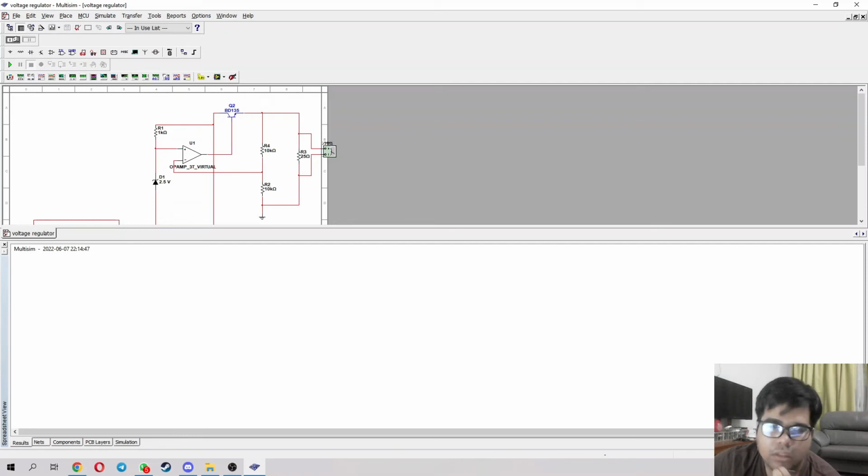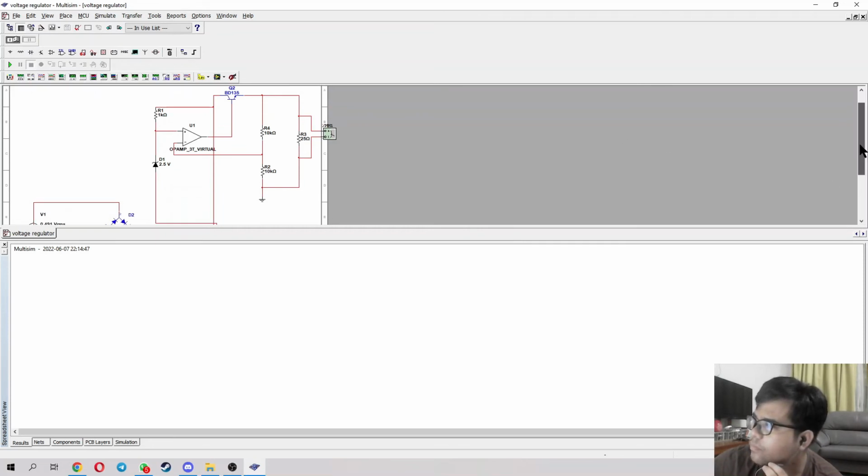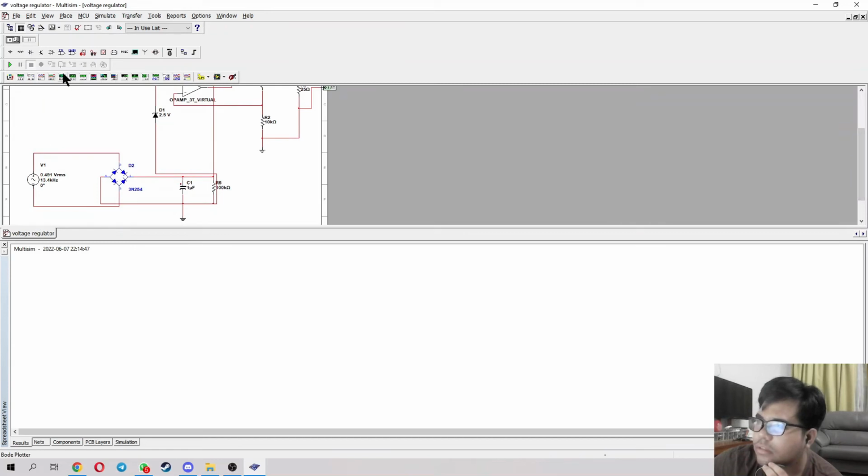For my assignment, I have to specifically construct a shunt voltage regulator, as you can see here. This is the circuit that I have constructed. The voltage regulator circuit gets a continuous input from another circuit, a rectifier circuit, down here. This is the rectifier circuit that we will be using.